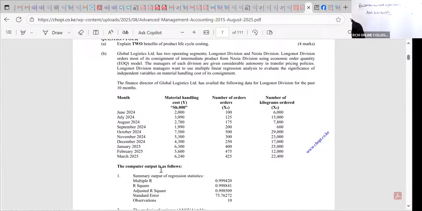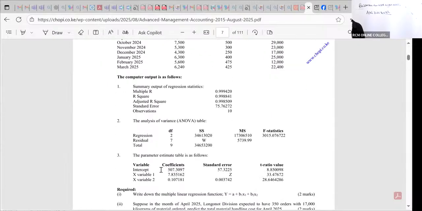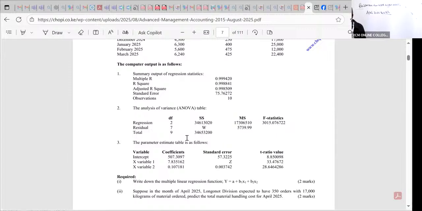I can see the summary output for the regression statistics. Very good. I can see the ANOVA table, and I can see the parameter table. So they want me to write down the multiple linear regression: Y equals a plus b1 X1 plus b2 X2. Are you able to see the value of a in the parameters? I can see the intercept 507.3097, plus b1. What do we have here for b1?